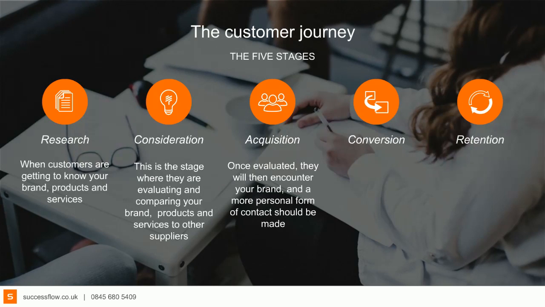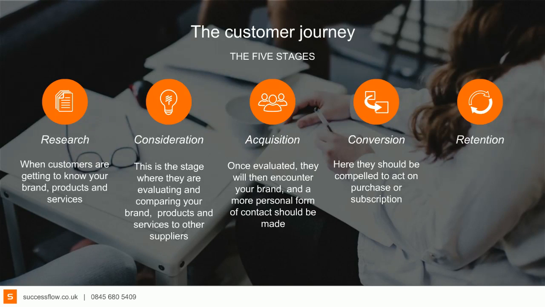So moving into the acquisition stage, once they've made their shortlist of who they're going to approach for this decision, they're going to start to interact with your brand on a much more personal level. So this is where it's more likely to be face-to-face, looking at meetings. If you're a software provider, then potentially looking at one-to-one demos, and offering that level of personal contact with them. And if you get that right, then hopefully they'll move into the conversion stage.